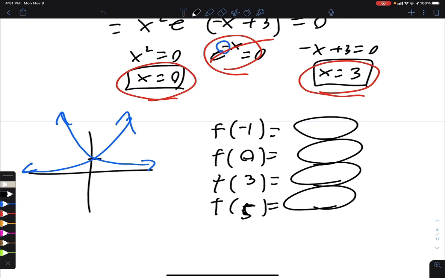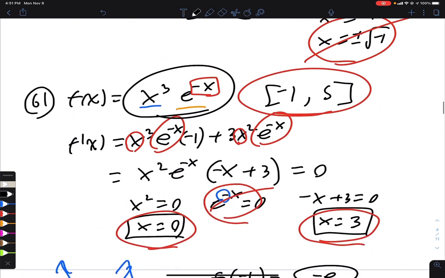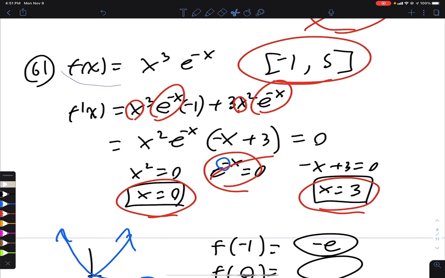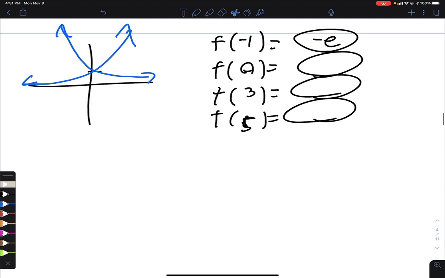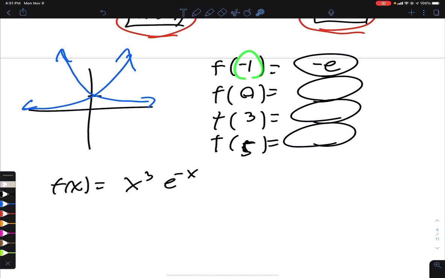So when you plug in -1, you will get minus e. Now remember, we're plugging it into the original function. Maybe I should copy and paste this so you can see what's going on. So we're plugging -1 here, which is -1. That becomes +1. So it's negative e to the first. 0, I think that's pretty easy. When we plug in 0, we get 0.